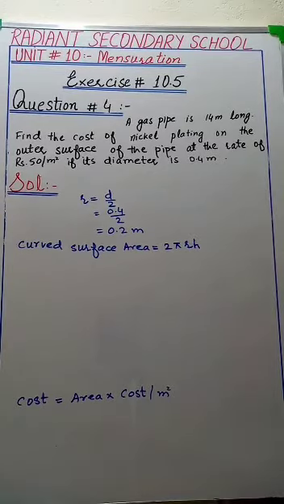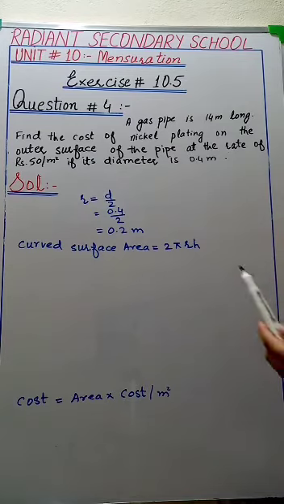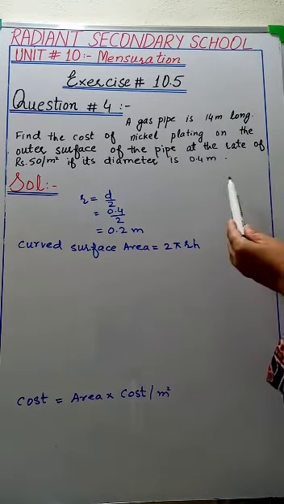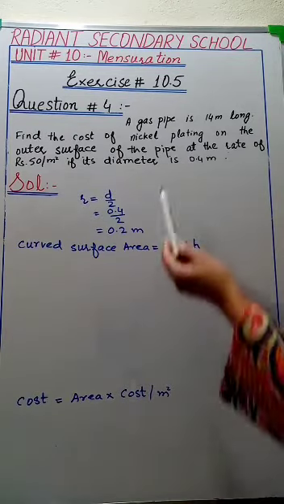You know that the gas pipe is open from both sides, so there is no circular surface area, and the outer surface of the pipe is the curved surface of the pipe. So first we have to find the curved surface area and then we will find the cost of nickel plating.